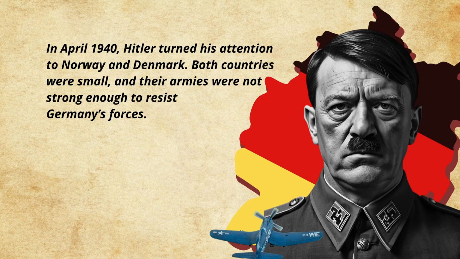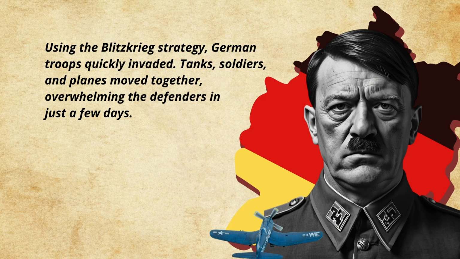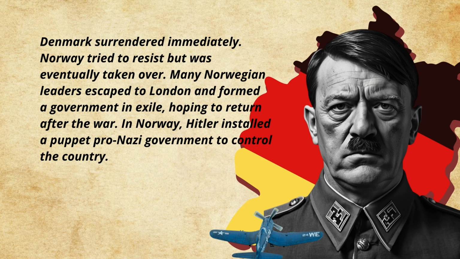Both countries were small, and their armies were not strong enough to resist Germany's forces. Using the Blitzkrieg strategy, German troops quickly invaded. Tanks, soldiers, and planes moved together, overwhelming the defenders in just a few days. Denmark surrendered immediately. Norway tried to resist, but was eventually taken over.